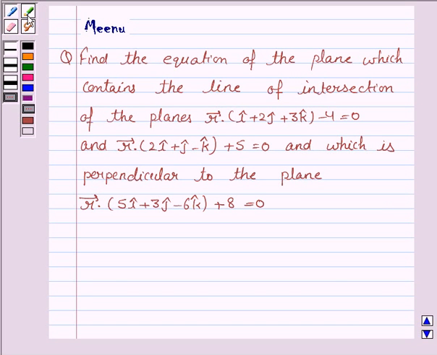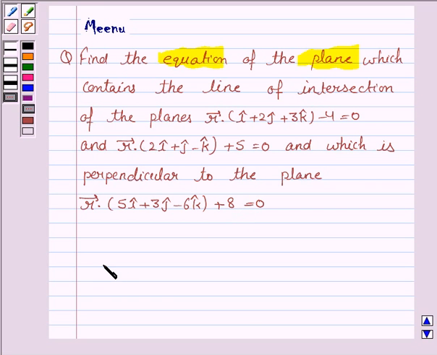It says, find the equation of the plane which contains the line of intersection of the planes vector r dot (i cap plus 2 j cap plus 3 k cap) minus 4 is equal to 0 and vector r dot (2 i cap plus j cap minus k cap) plus 5 is equal to 0, and which is perpendicular to the plane vector r dot (5 i cap plus 3 j cap minus 6 k cap) plus 8 is equal to 0.